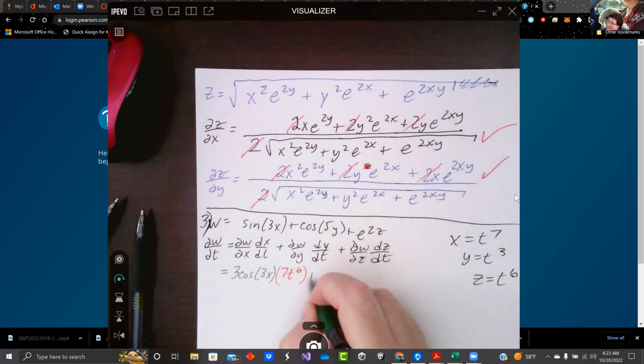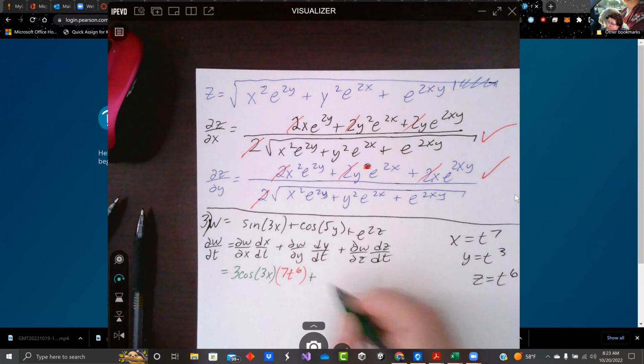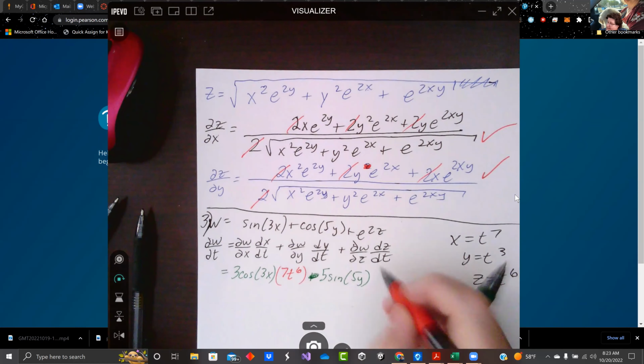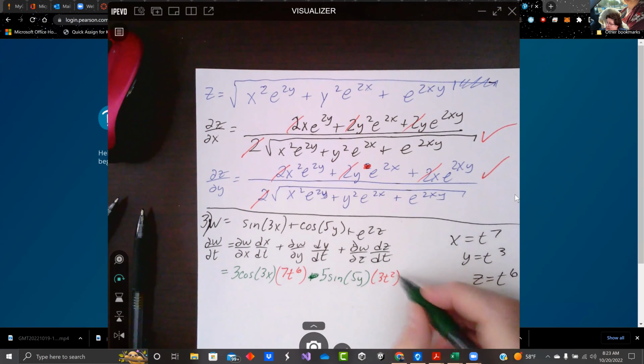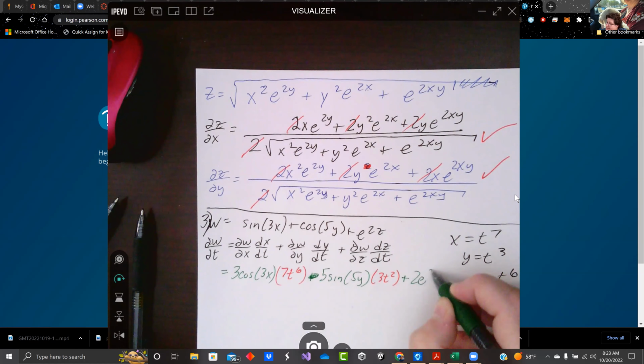And then I've got dw dy, we got a negative in there, negative 5 sine 5y. And dy dt is 3t squared. And dw dz is 2e to the 2z. And dz dt is 6t to the 5th.